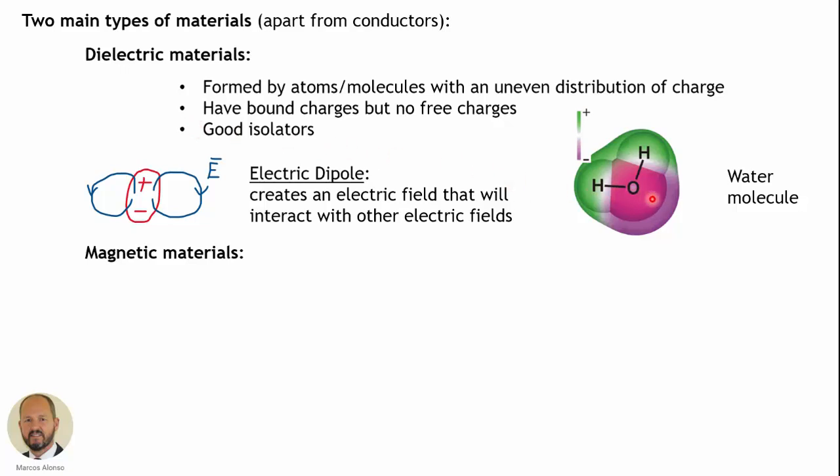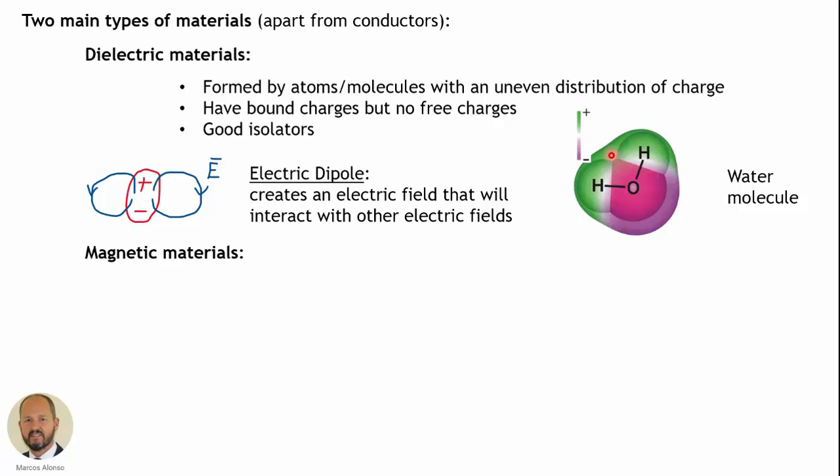An example shown here is the water molecule. Here in the part of the oxygen we have a negative charge in this area, and close to the hydrogen atoms we have a positive charge. So there is an uneven distribution of charge, and therefore we are going to have an electric field created by this uneven distribution of charge.